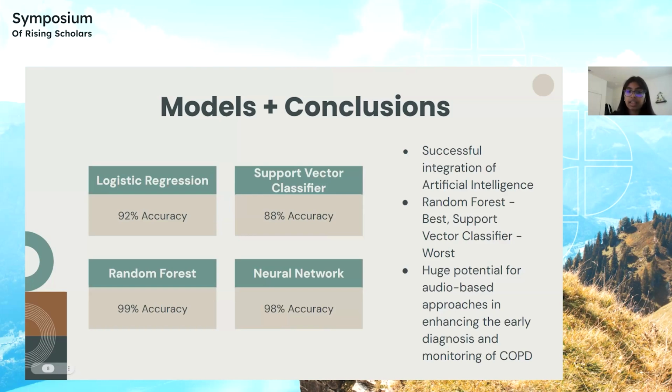And then lastly, I implemented a neural network, and a neural network is one of the most complex machine learning models compared to the other ones I mentioned, and it is inspired by the human brain. So it consists of interconnected neurons or nodes to help make predictions. And the specific type of neural network that I used was the feed-forward neural network, and this achieved the second best performance with a 98% accuracy rate.